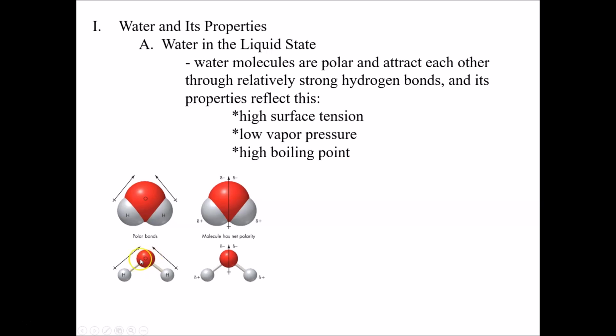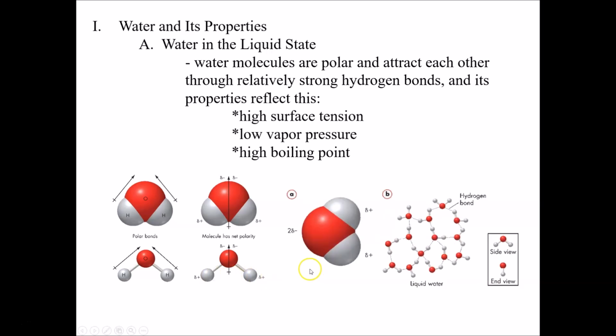The oxygen's more electronegative. It pulls on these electrons and causes the oxygen here to be partially negative and the hydrogens to be partially positive. That makes the water molecules then attract to each other, and the attractions are called hydrogen bonds. And so this is what liquid water would look like.